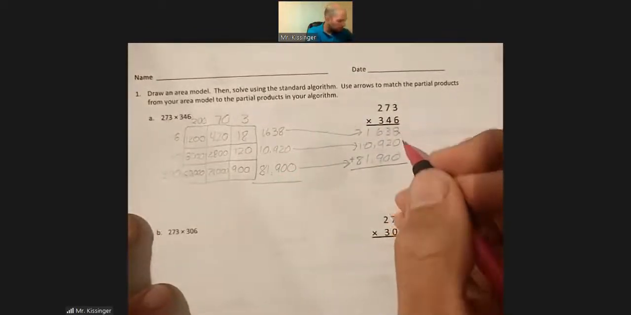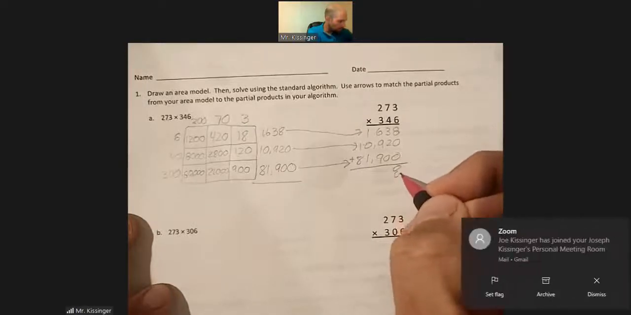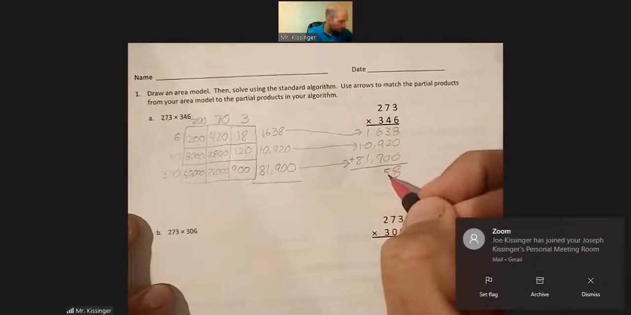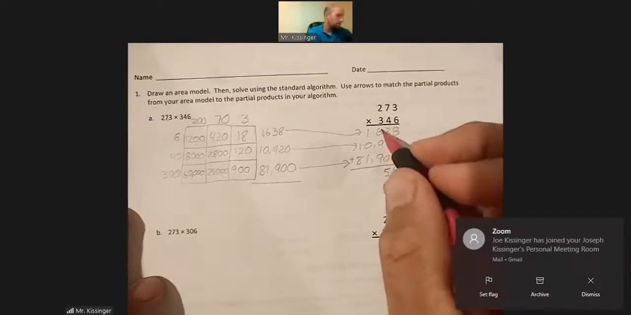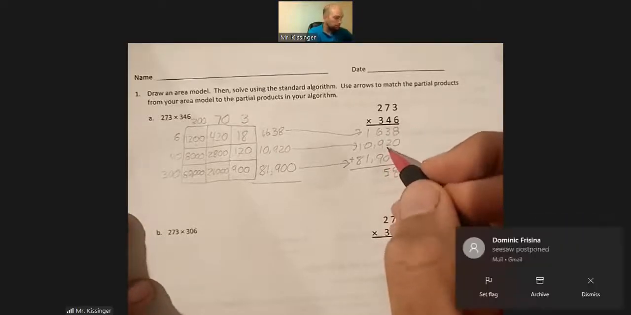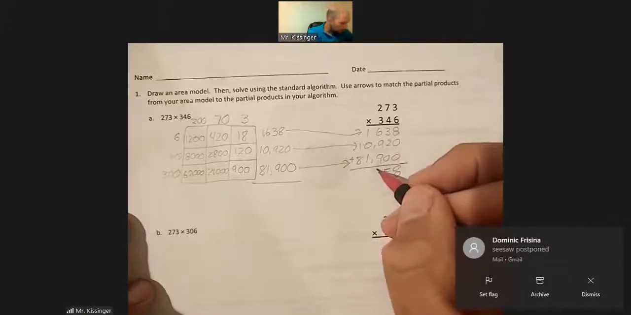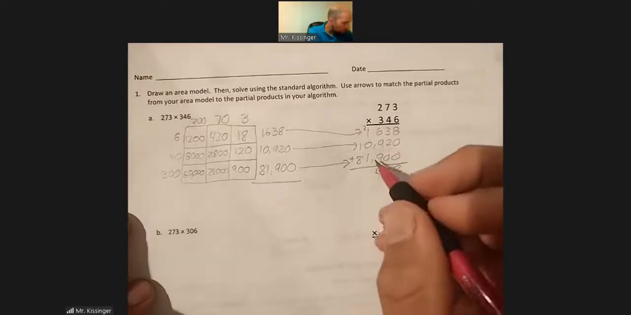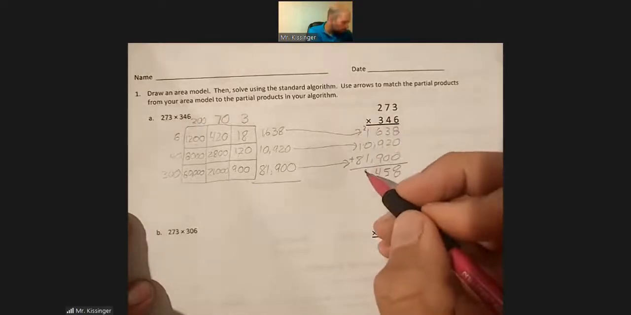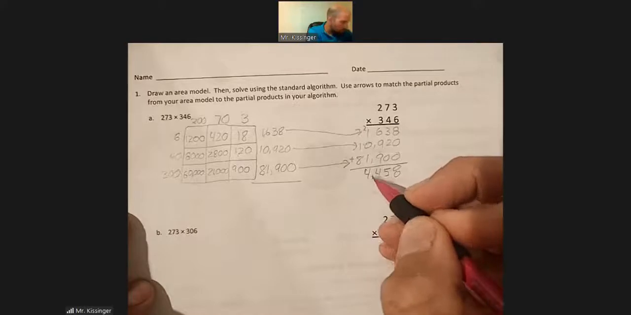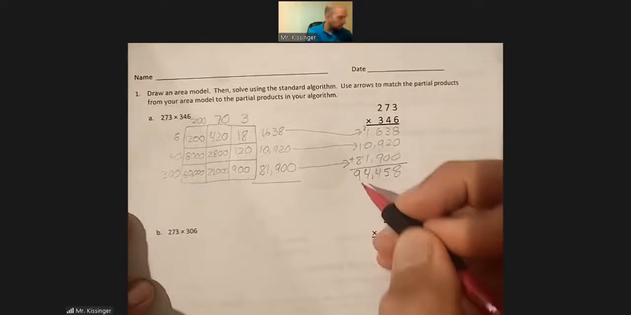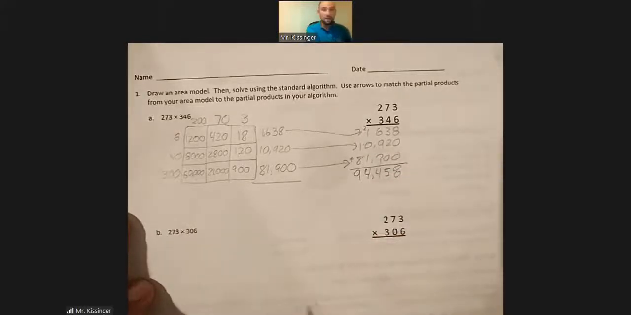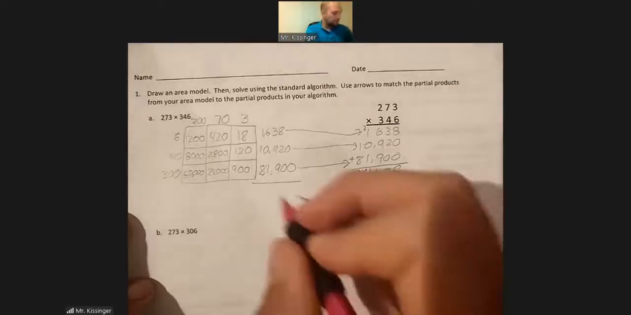We have 8, 5. Well, we have 9, 9, 9, 9, and 6. 9 and 9 is 18 plus 6 is 24. Carry our 2. 1 plus 1 is 2 plus 2 more is 4. And then 1 plus 8 is 9. And that gives us 94,458.